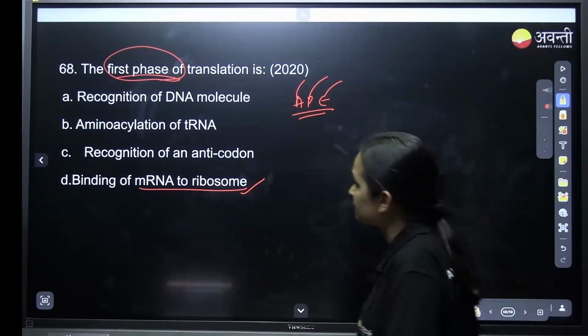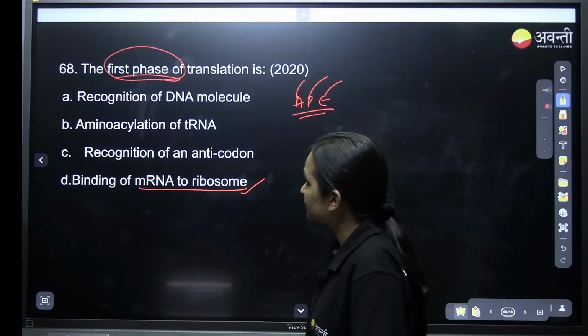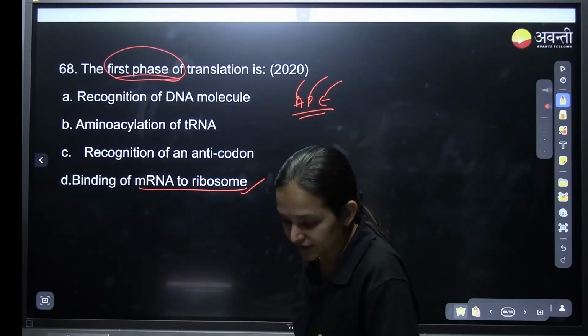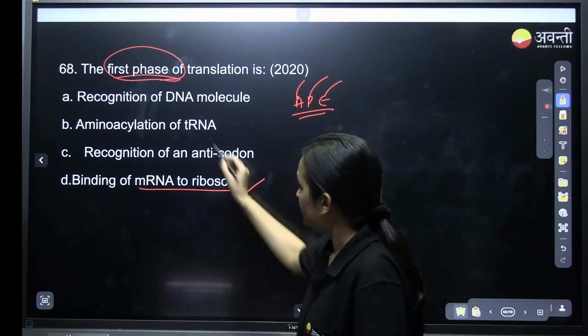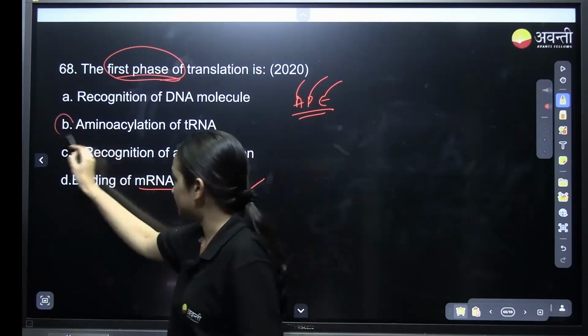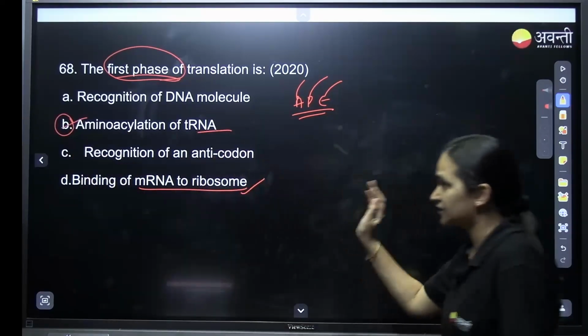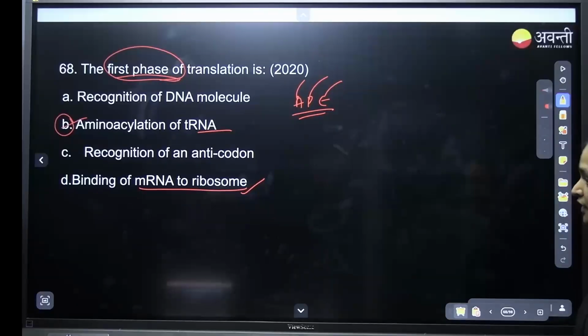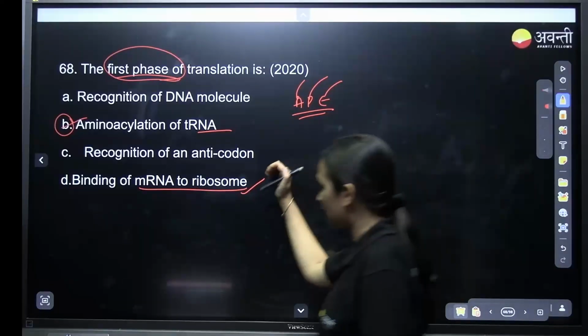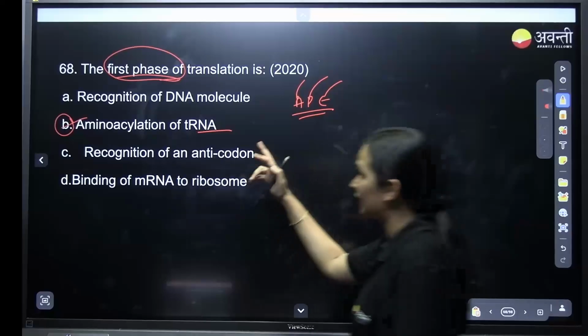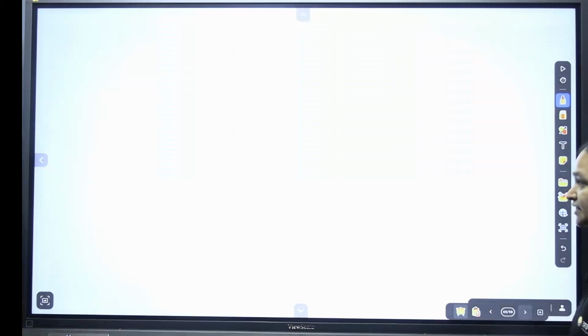Understanding? So it is 68. 68 is amino acylation, amino acylation of tRNA. That is the starting of the first phase of the translation. Binding of mRNA to the ribosome, that is how it begins translation. Okay, but amino acylation starts as a phase.